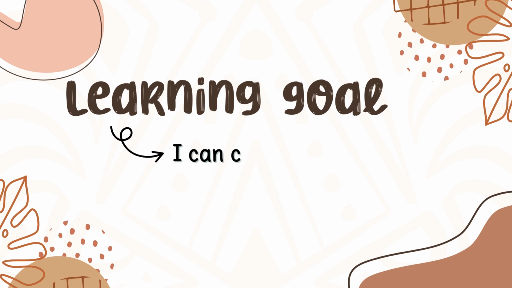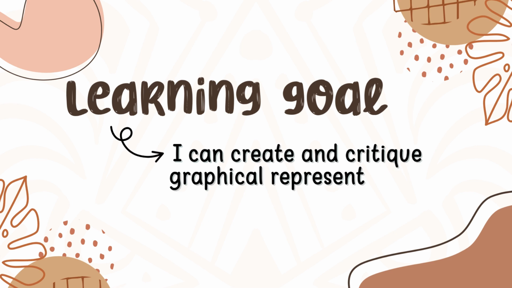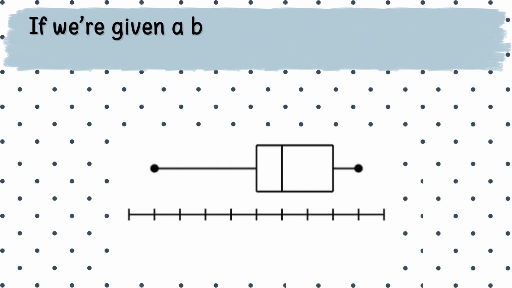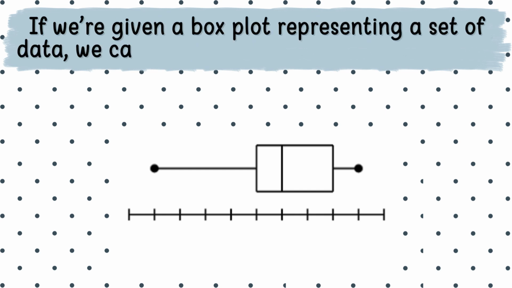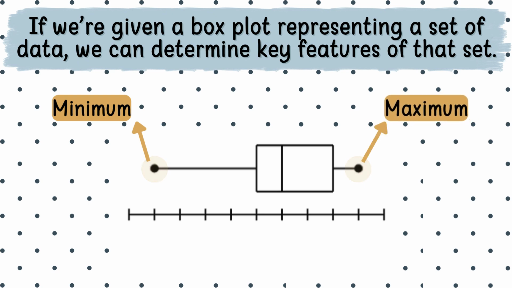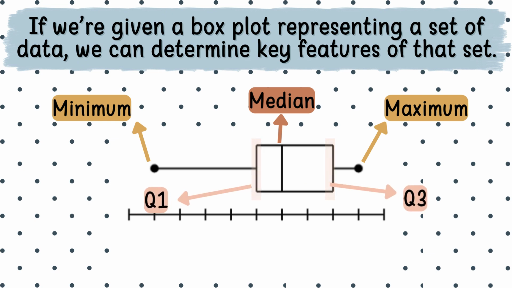Comparing and interpreting. In this video, you'll learn how to create and critique graphical representations of collected data. If we're given a box plot representing a set of data, we can determine key features of that set. The endpoints will tell us our minimum and maximum. The line in the middle of the box will tell us our median, and the ends of the box will tell us our Q1 and Q3 values.